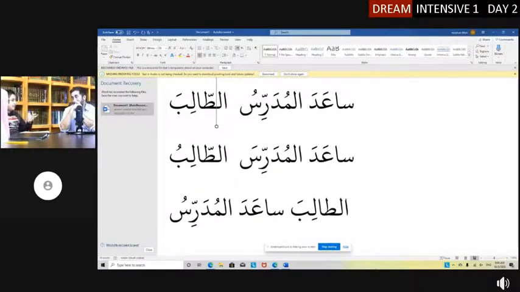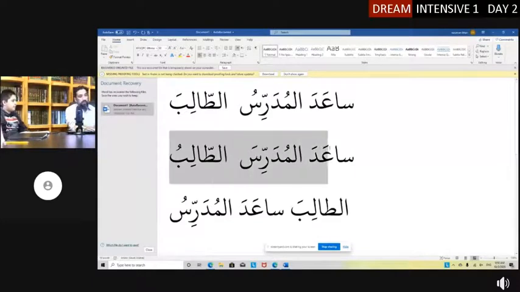So Sa'ada, that's help. So that would be the fi'l. So after the fi'l, mudarrisu, no, this is mudarrisa. We're on the second one, right? Whichever one we're on, I'll color it so you guys can focus.